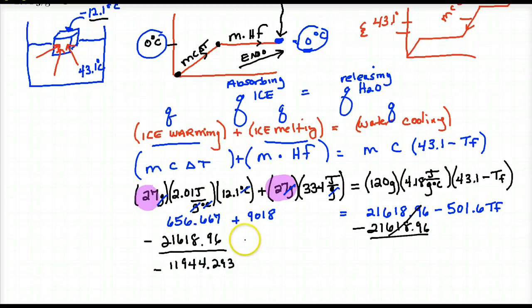Okay, this becomes... actually, I added these two together. So this plus this minus this value. So these two blue numbers minus that gives you that, and that equals a negative 501.6 TF. Okay, and of course we're solving for our final temperature, so all we've got to do is divide by that.